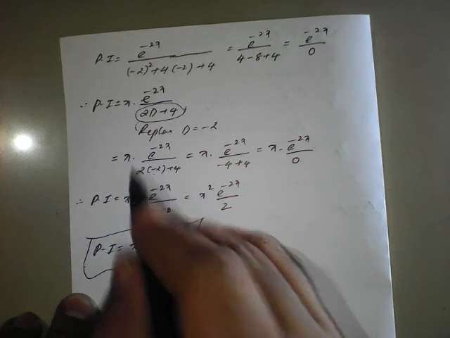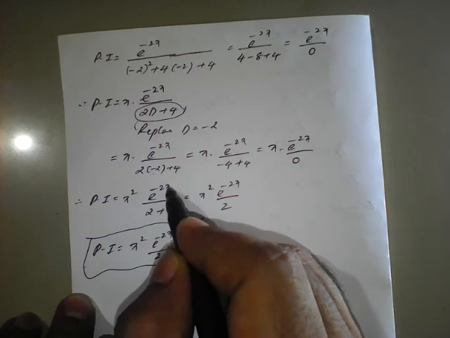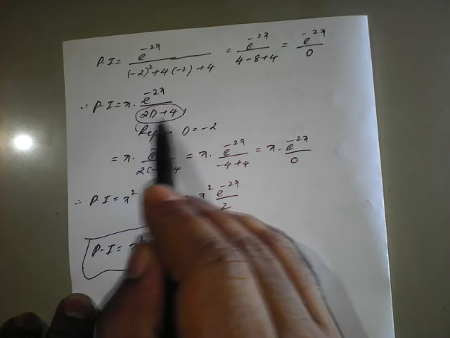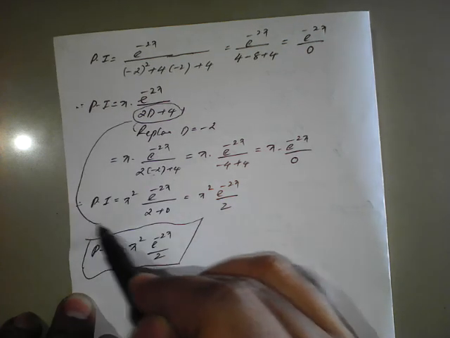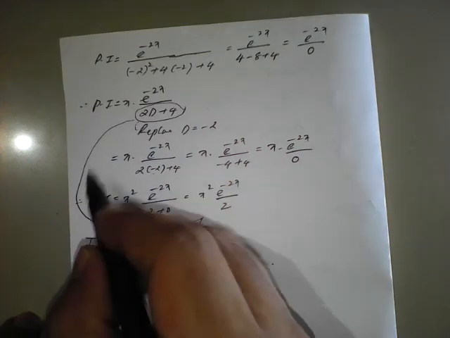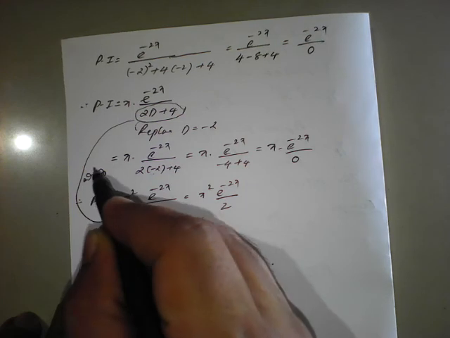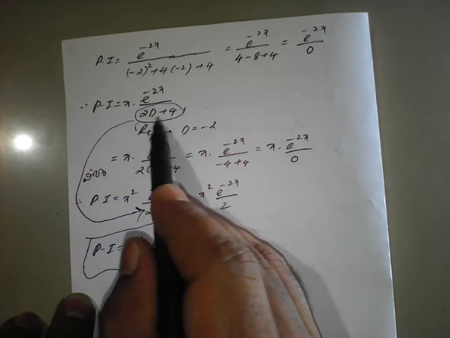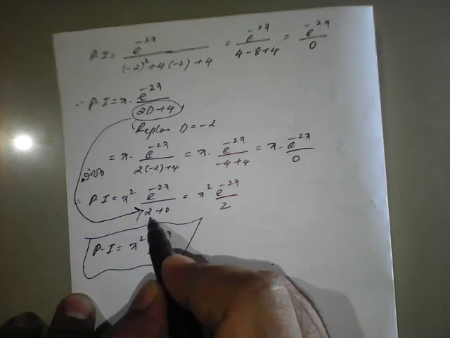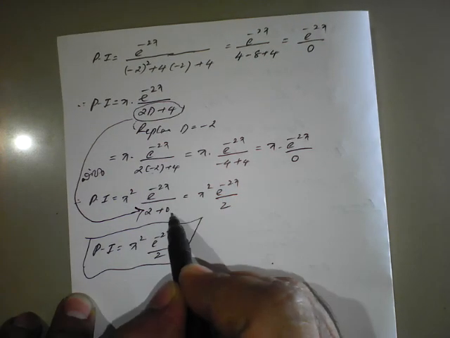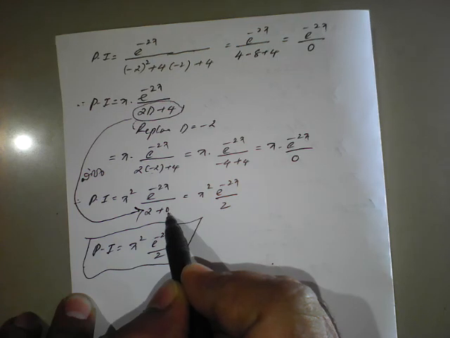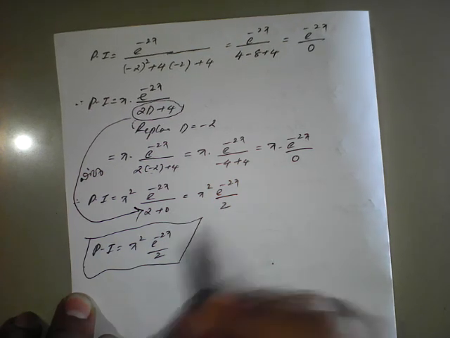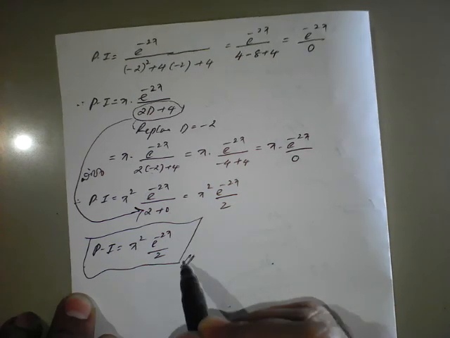So x into one more x, x square, e raised to minus 2x, and this part is the differentiation. Differentiation of 2D is 2, differentiation of 4 is 0. So 2 plus 0 is 2. Here there is no D term. We have to stop the problem and conclude that this is the required PI.